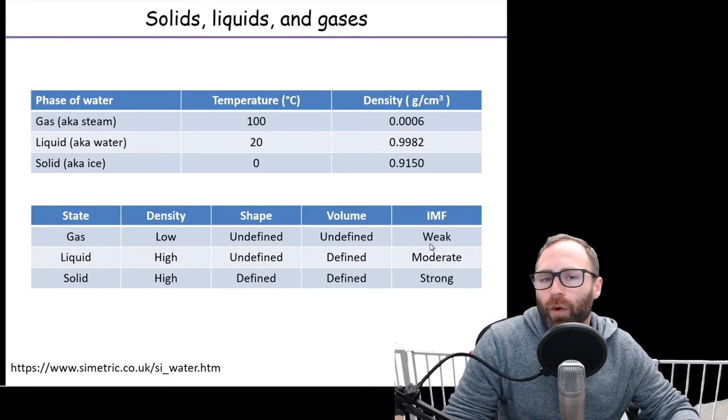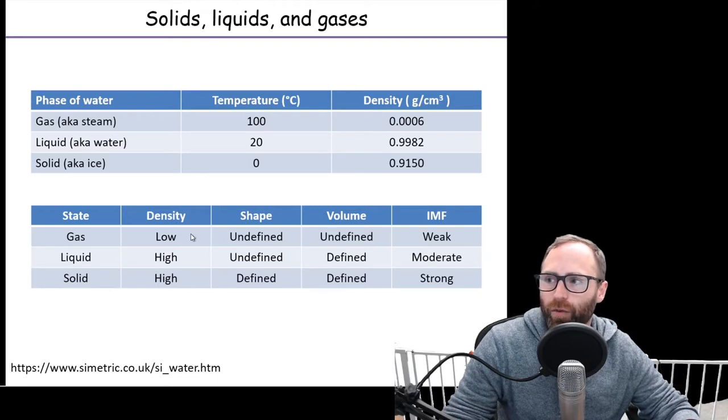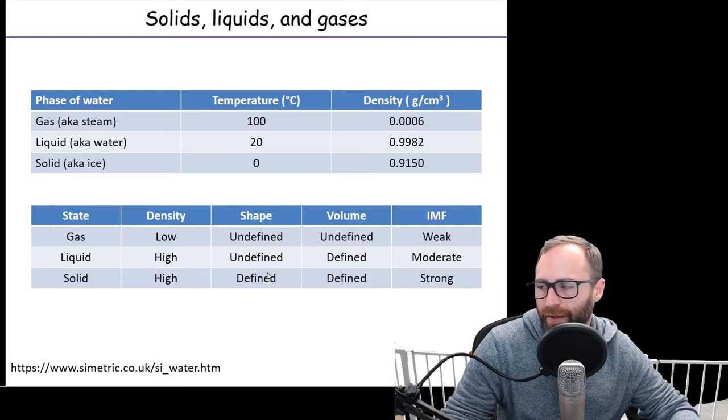So we're going to talk about intermolecular forces here, but one thing we can look at with density, shape, and volume is this idea of what's happening to the individual particles with respect to their shape, volume, and densities. Because we are seeing some trends here as we go along. And these forces are going to be weak, moderate, and strong for these various states.